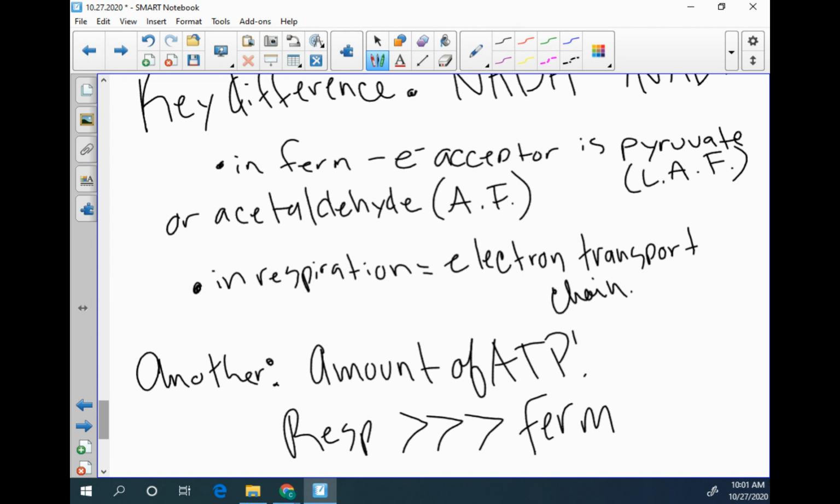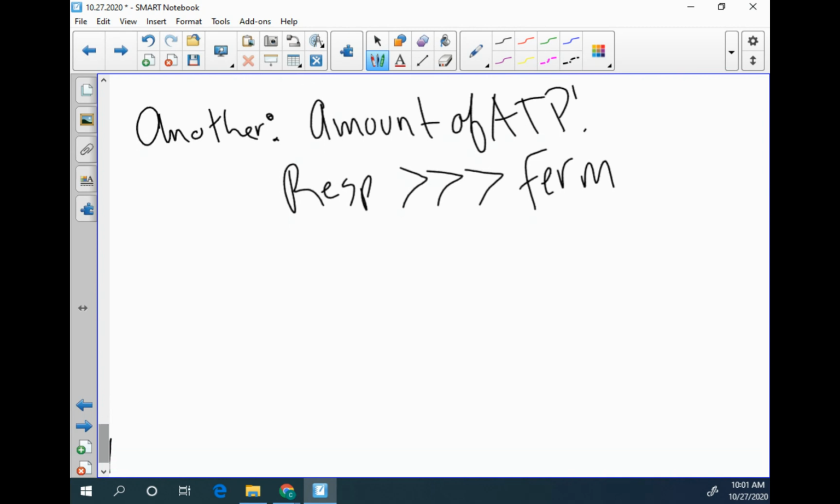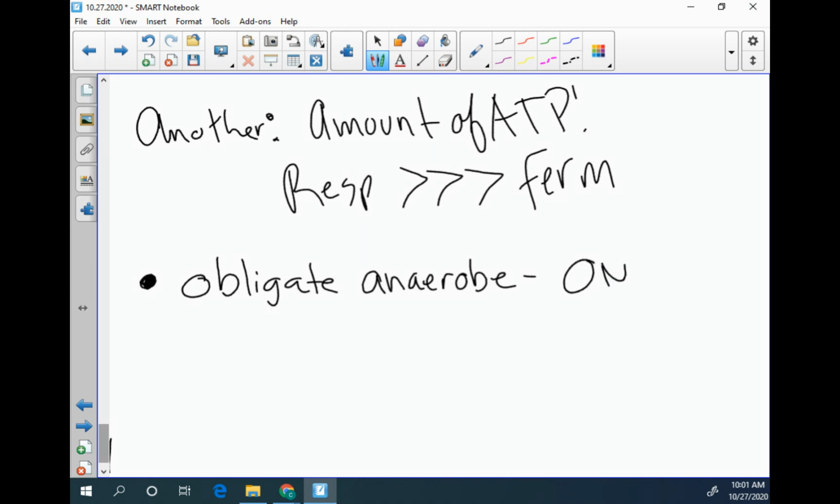So, speaking of those organisms, there's two types we're going to talk about. There's a lot of these, and if you ever take a microbiology course, you will learn them all. But we're going to talk about different types of organisms that carry out these processes. The first one is an obligate anaerobe. What do you think an obligate anaerobe is going to carry out? So, an obligate anaerobe can only do fermentation and anaerobic respiration.